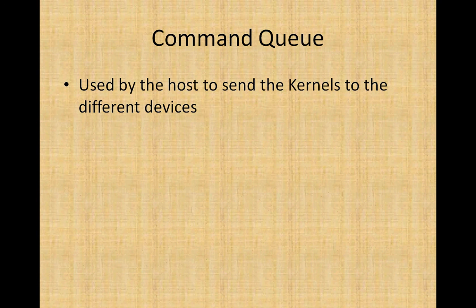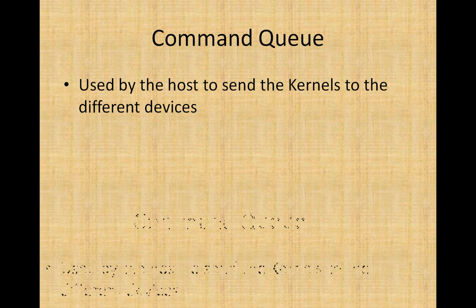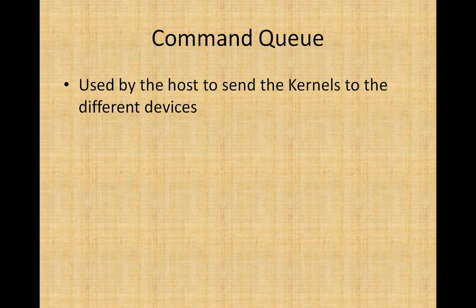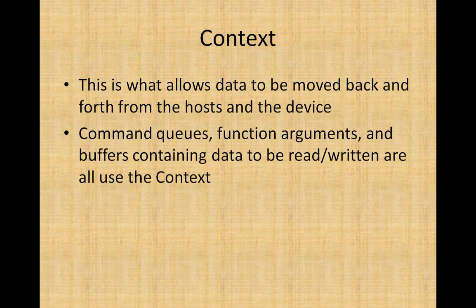The command queue, I wish I had more to say about the command queue. It's used by the host application to send the kernels to the different devices. It's a queue, so you can queue up different kernels for your specific device to run, and then it will run through them. The context encapsulates a lot of things. It's what's used to move data back and forth between the host and the device. The command queue, which I mentioned, function arguments, buffers, all those are moved using the context.